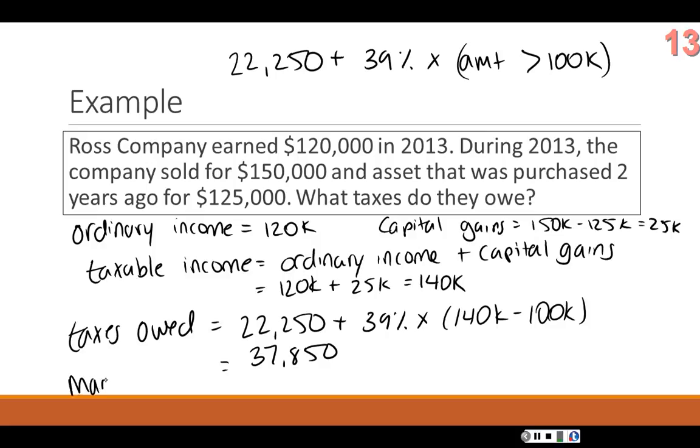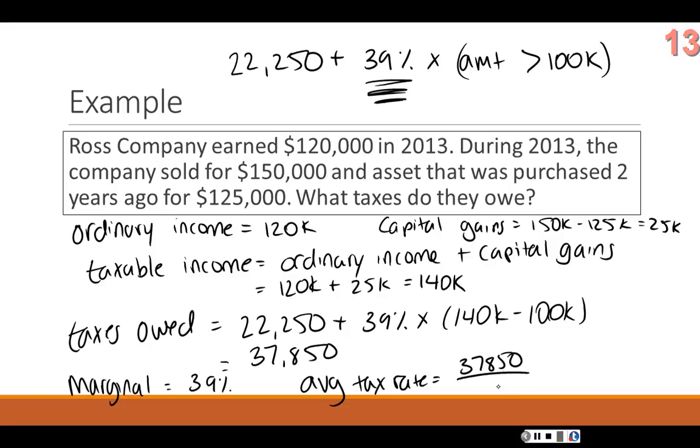Their marginal tax rate: to determine that, all we have to do is look at the equation on the corporate tax rate schedule, and you'll see that the marginal tax rate here is 39%. So their next dollar of earnings would be taxed at 39%. The average tax rate is equal to $37,850 divided by their taxable income of $140,000. And that's 27%.